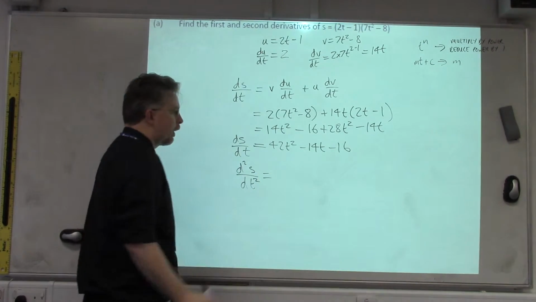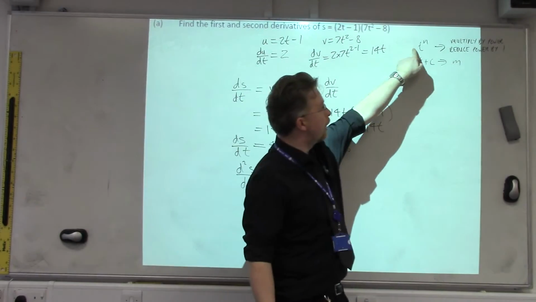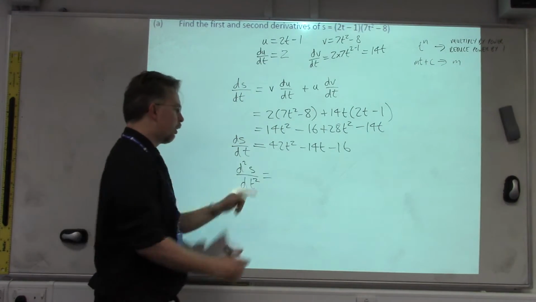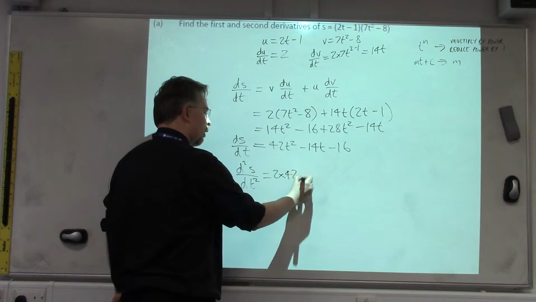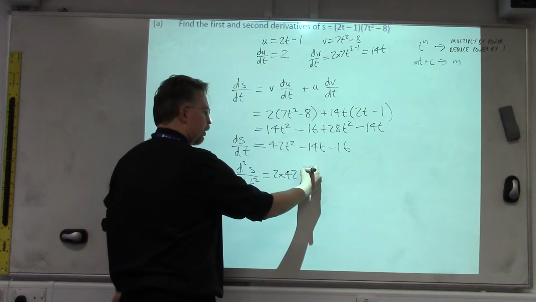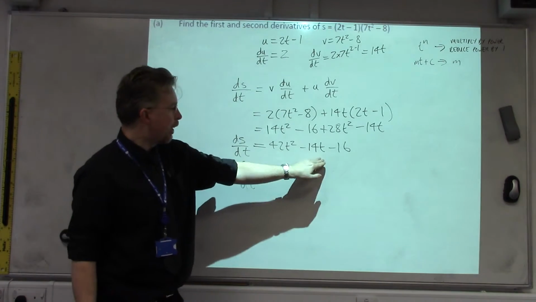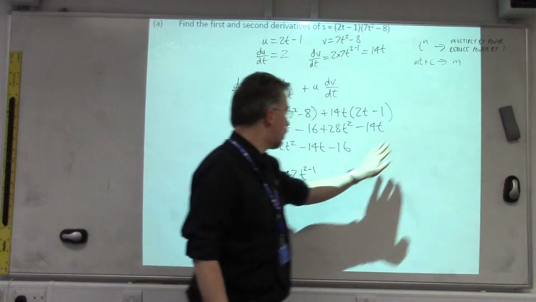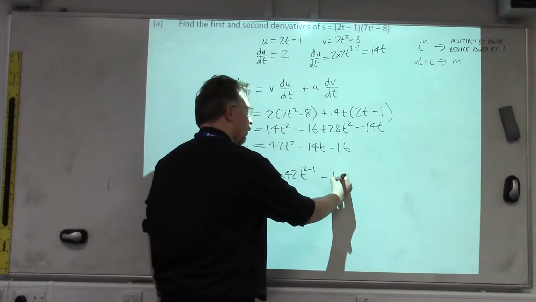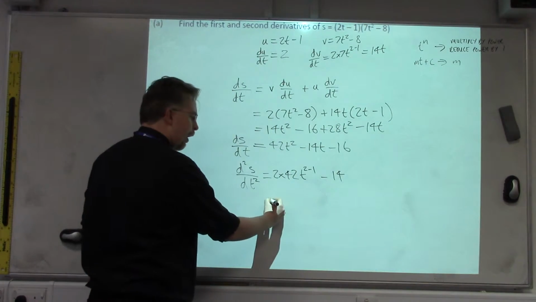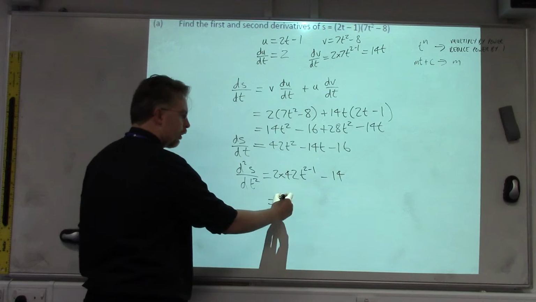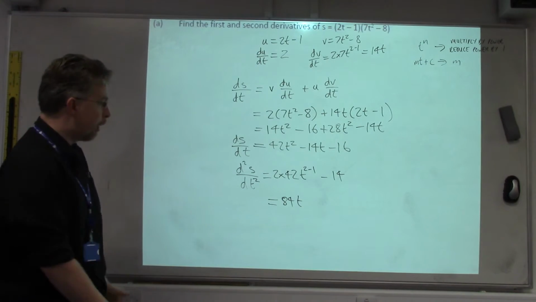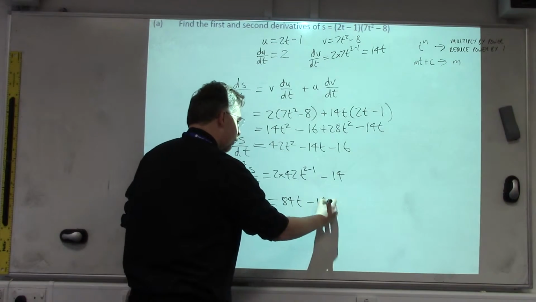Right, so differentiating, we've got 42t squared, so that's a t to the n rule. So multiply by the power, reduce the power by 1. So 2 times 42. Take 1 off the power, 2 take away 1. And we've got minus 14t minus 16. That's an mt plus c type. So we just need the number in front of the t, which is minus 14. Simplifying, 2 times 42 is 84. 2 take away 1 is 1, don't need to write powers of 1, minus 14.